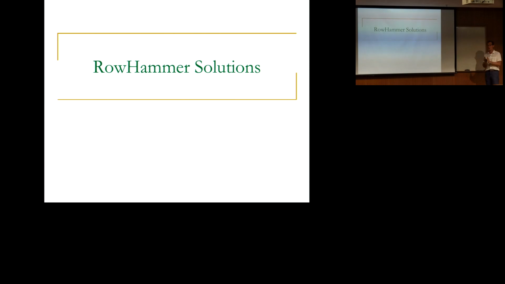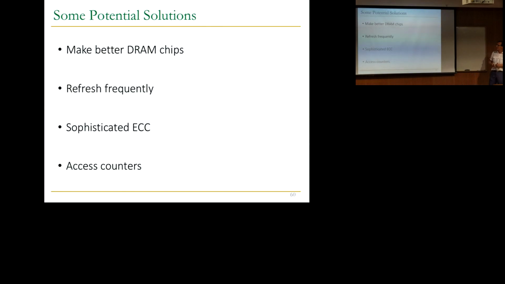Now let's go into solutions. Now that we've understood the problem a little bit, I think there's more to understand clearly. So, some potential solutions, which we cover in the paper also. Make better DRAM chips. Good luck. But this is actually a potential solution, right? Maybe you use better isolating material, different types of transistors, different types of capacitors. Sure, that's all good, but it's not easy. Usually those things are costly.